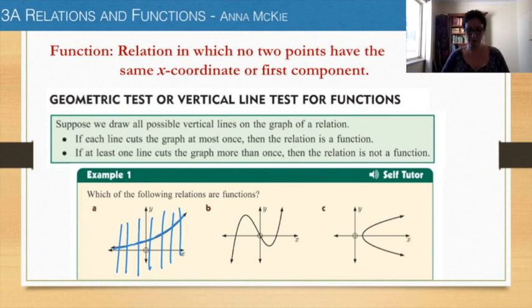The second one, so probably a cubic here. If we were to draw vertical lines through, it's only cutting through once. So that would be a function as well.